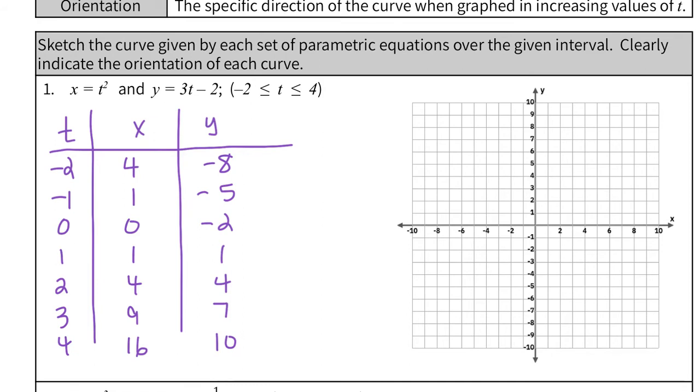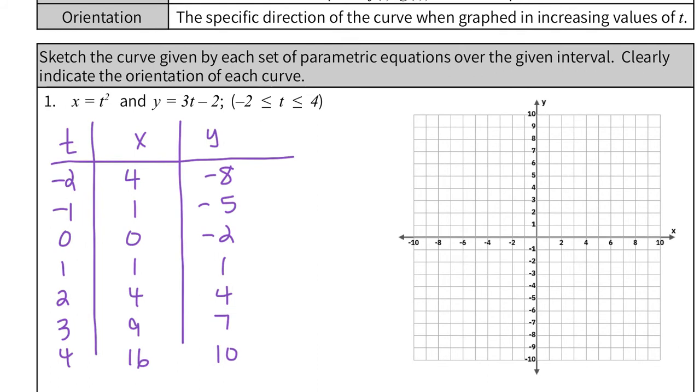The problem is if we're graphing on a Cartesian plane, like what we see right here, we only have an x-axis and a y-axis. There is no t-axis. So you're not going to plot these numbers here. We're only going to plot these numbers here, but we have to go in this order. So that's what orientation is, by the way. So let me put that definition right here. The specific direction of the curve when graphed in increasing values of t. So always go smallest to biggest.